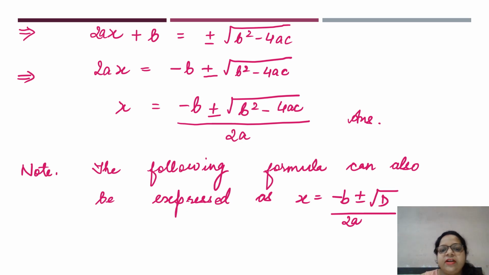Okay, got it children? So therefore the formula says that if you have to find out the values of x, then we have to use the formula, that is x equal to minus b plus minus under root of b square minus 4ac upon 2a, or since b square minus 4ac is denoted by D, then we can also say that x is equal to minus b plus minus root D upon 2a. Okay, children.